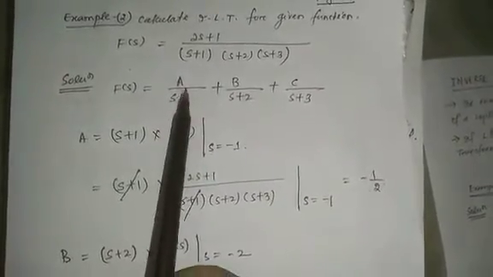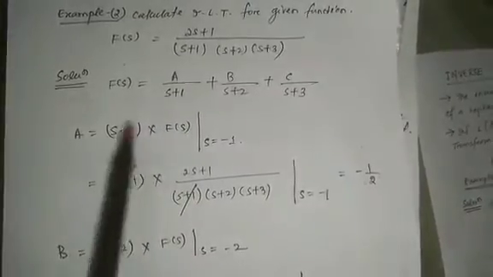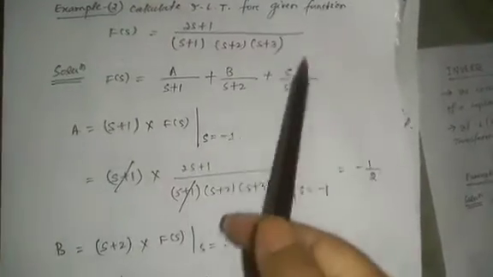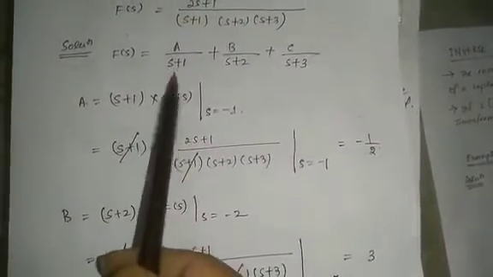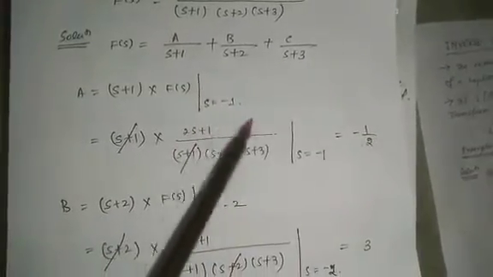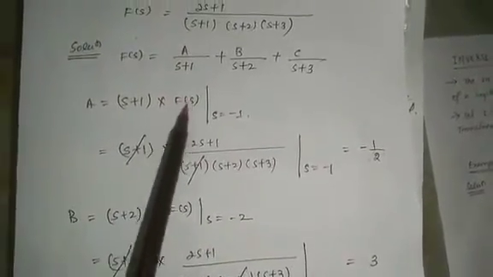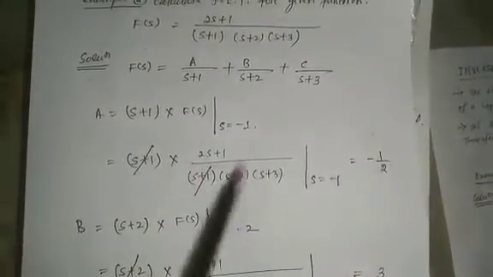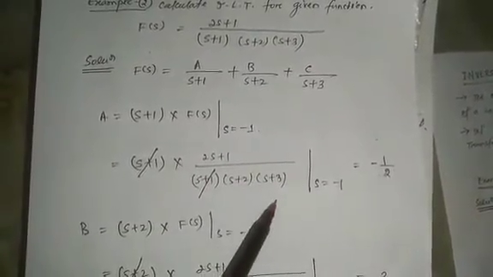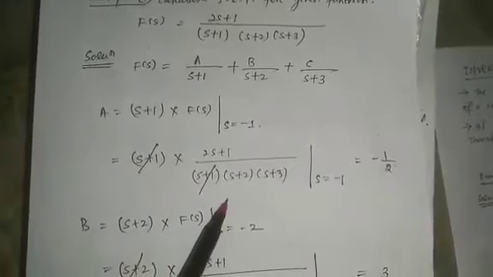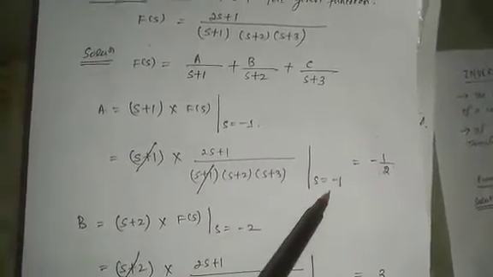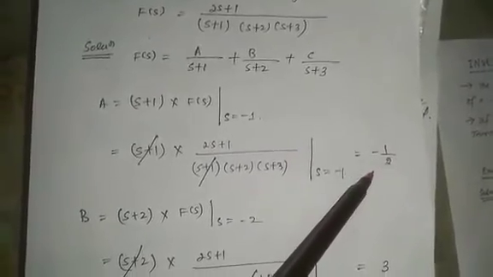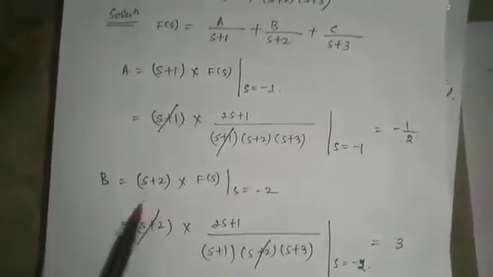How do you calculate the value of a? In the denominator s plus 1 is present, so s plus 1 into f of s. At the place of f of s you just put this function, and here s plus 1 is equal to 0, so you put s is equal to minus 1. At the place of f of s we put the given function 2s plus 1 divided by s plus 1 into s plus 2 into s plus 3. Now s plus 1 cancels out, and in the rest you just put s is equal to minus 1, you can get minus half. You check it.